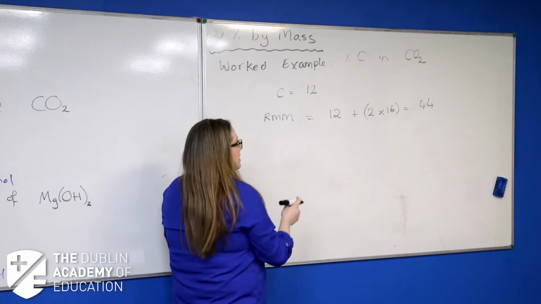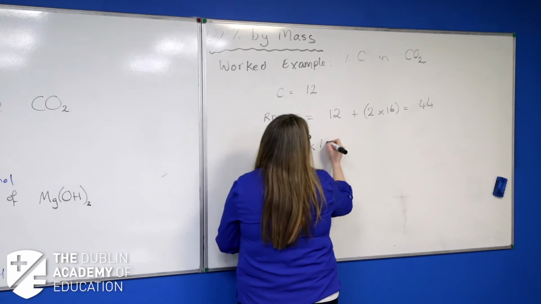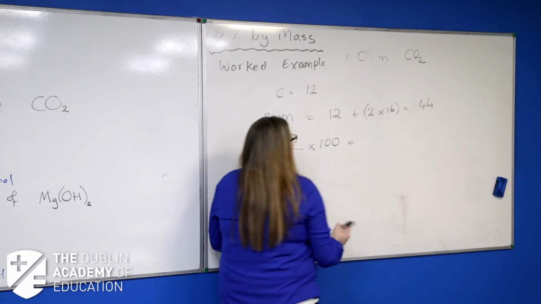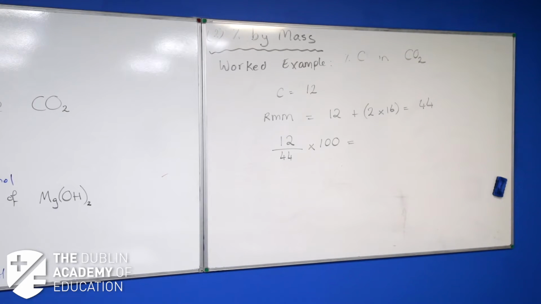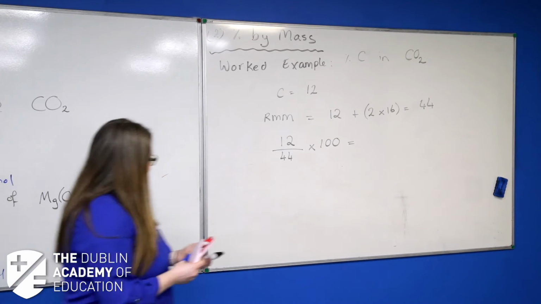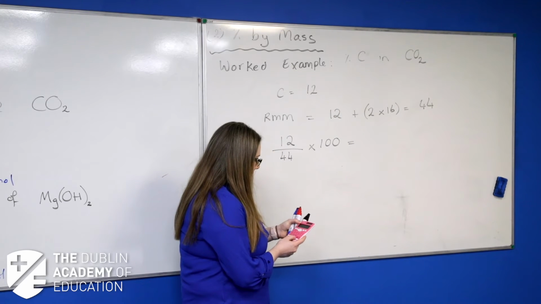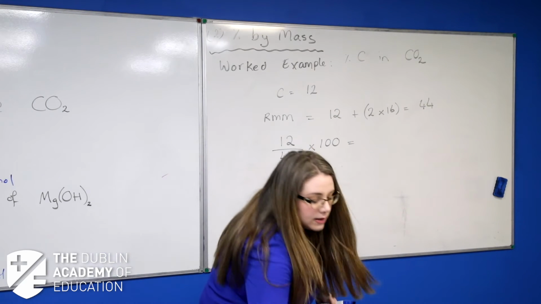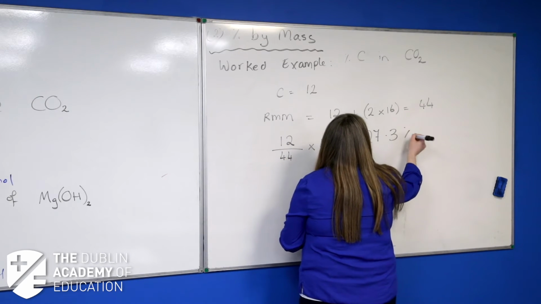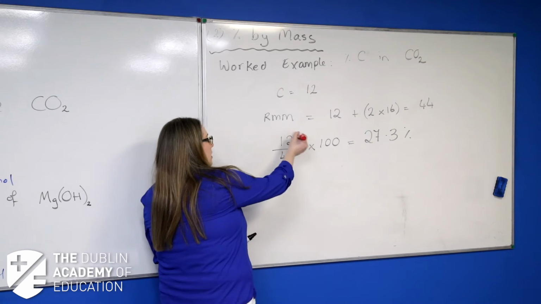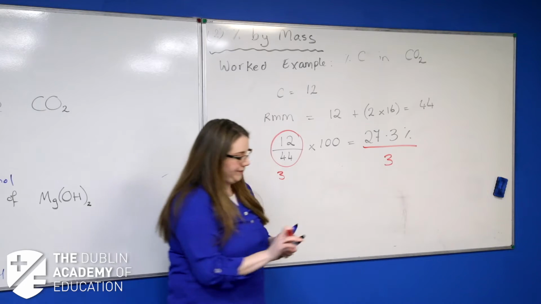And then to find out what your percentage of carbon is going to be, 12 over 44 times by 100. I'm just going to grab my calculator off camera to do that. So we have 12 divided by 44 times 100, so 27.3. So again, 3 marks and 3 marks.